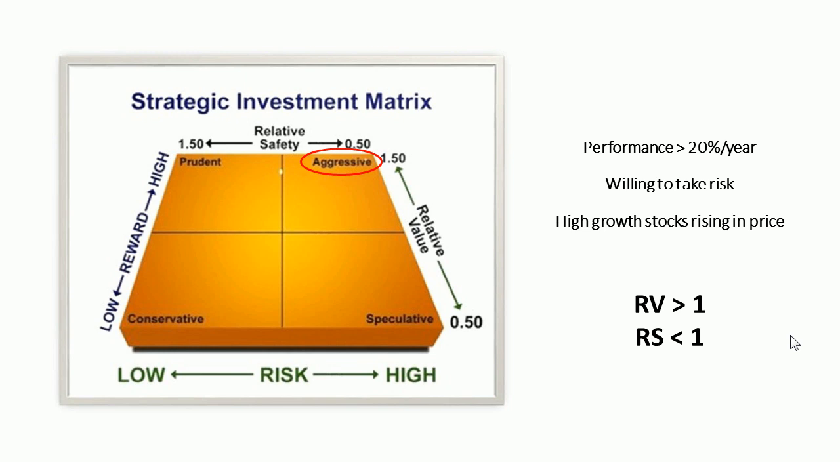Aggressive investors or traders are often associated with momentum style trading or swing trading. Due to the high volatility of these high RV, low RS stocks, aggressive traders may substantially outperform or underperform the market over the long term. So they're going to look for stocks with high RVs, greater than 1, and low RS ratings, less than 1.